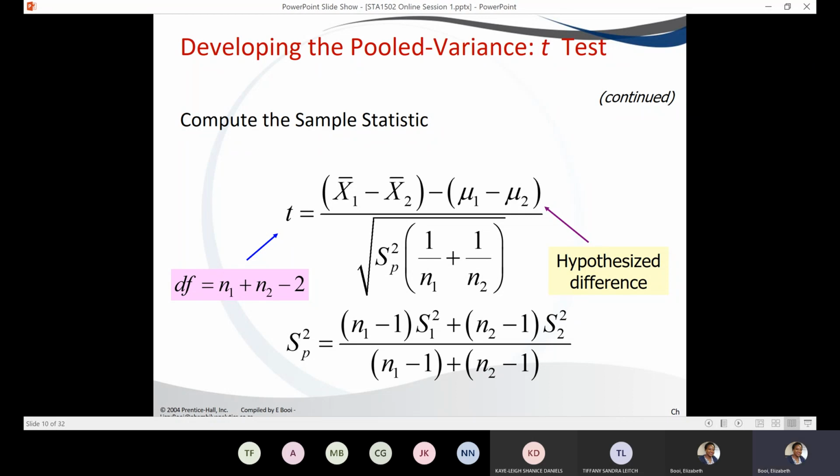And when we go find the critical value, we're always going to look for the degrees of freedom. We're going to use alpha and the degrees of freedom for finding the critical value. So you must always remember your degrees of freedom for the pooled variance, where we calculate the t-test. The degrees of freedom is n1 plus n2 minus 2. And this we're going to use when we find the critical value.